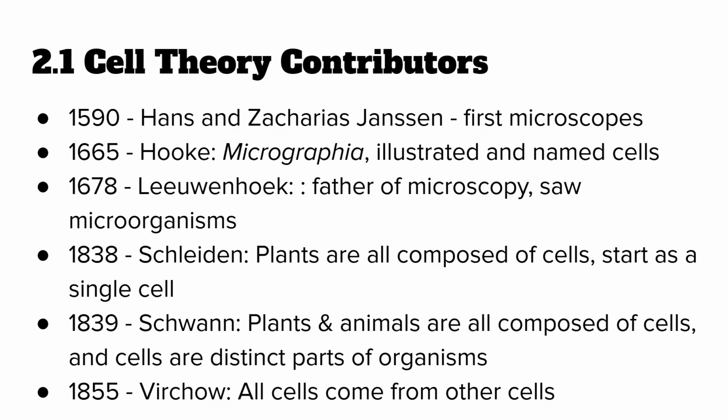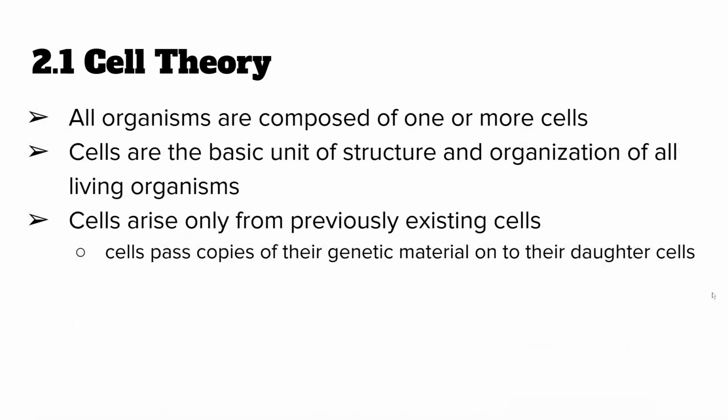In 1855, Virchow is going to say that all cells come from other cells. So cells are what make cells. Reproduction happens. So if we put all of these ideas together and the work of these men across the centuries, we get these three basic parts of the cell theory.